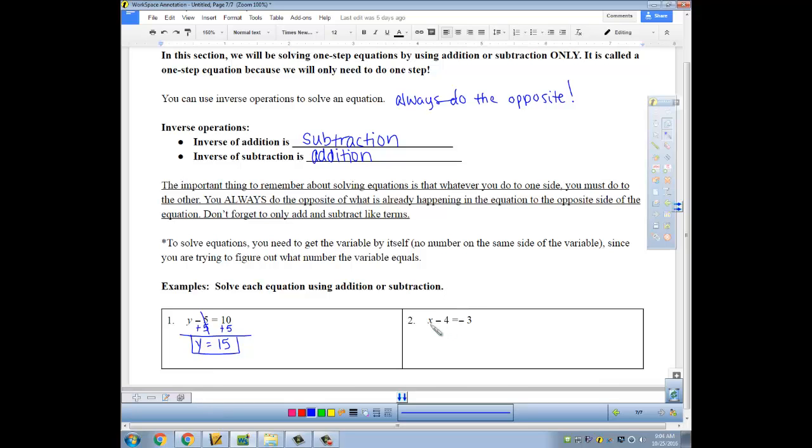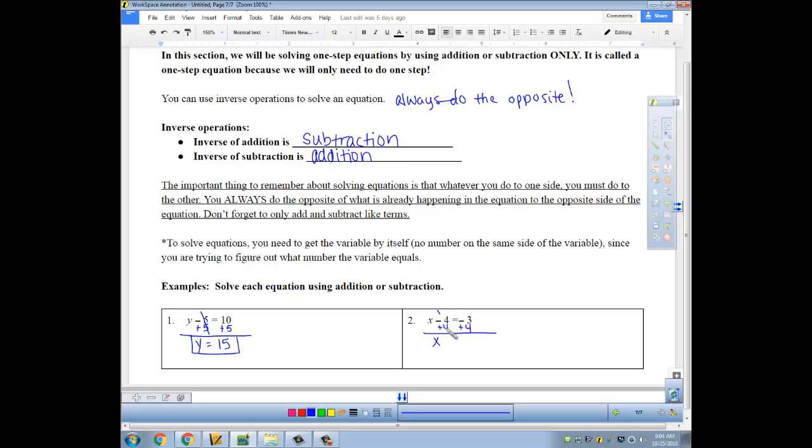Okay, example 2, I have x minus 4 equals negative 3. So I see what's going on by the variable. I see a minus 4. The opposite of minus 4 is plus 4. So on both sides of the equation, I write plus 4. Do not write it by the x because you can't do x plus 4. They're not like terms. So there's something under my x, so I bring it down.